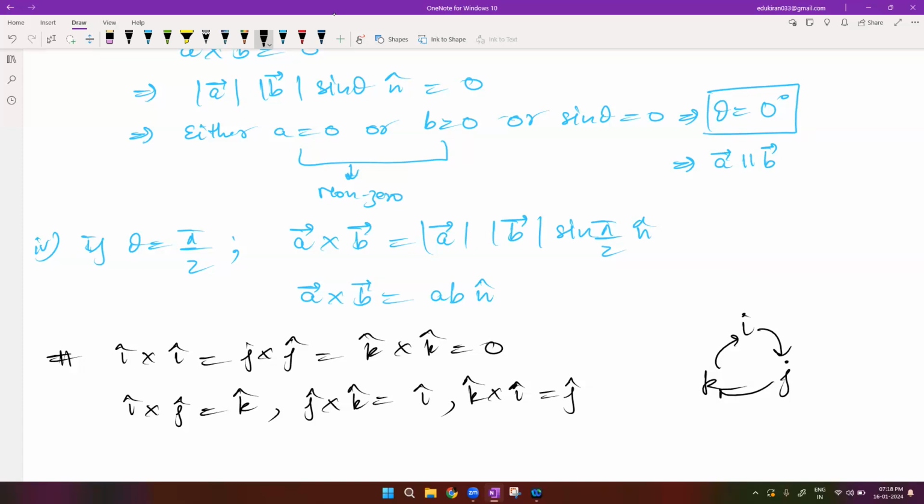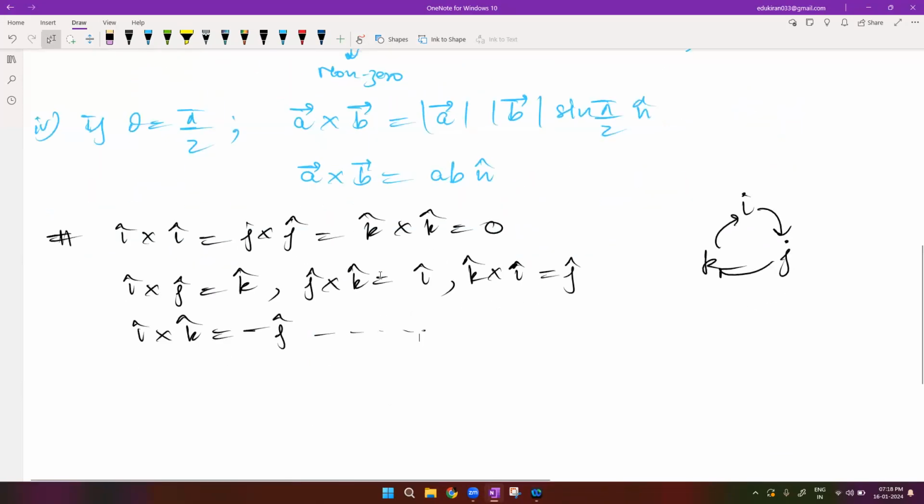Then k into I, you reach to j. If you want to take the opposite direction, that is, if you want to multiply I with k, then you are not reaching to j, but you can if you put a negative sign. I mean, you are just opposing the direction. So opposing the direction means you just have to put a negative sign here. So if I want to write what is I cross k, that has to be minus j, and so on.